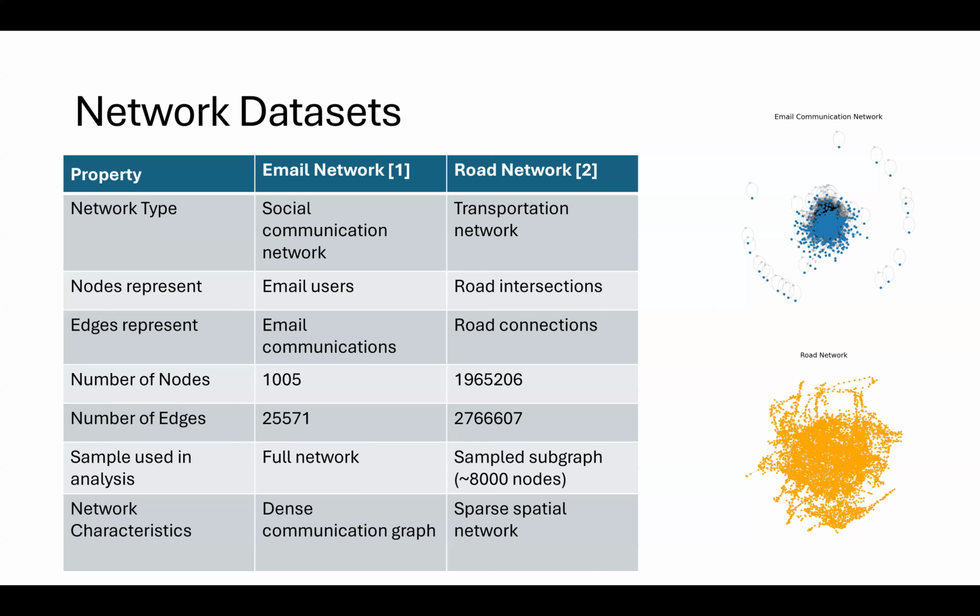And the visualization on the right highlights the structural differences between the networks. And I want to add another thing. Here, the road network has millions of nodes. So I sampled 8,000 nodes from the road network and then extracted the largest connected component, which has around 2,000 nodes, to perform the centrality analysis.